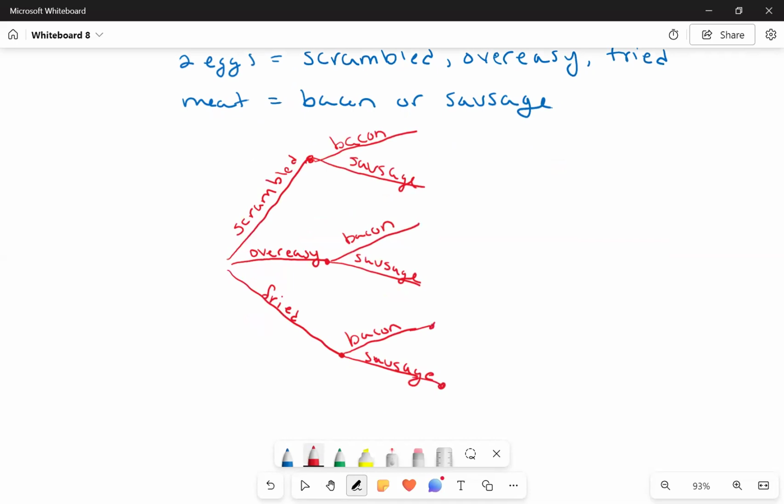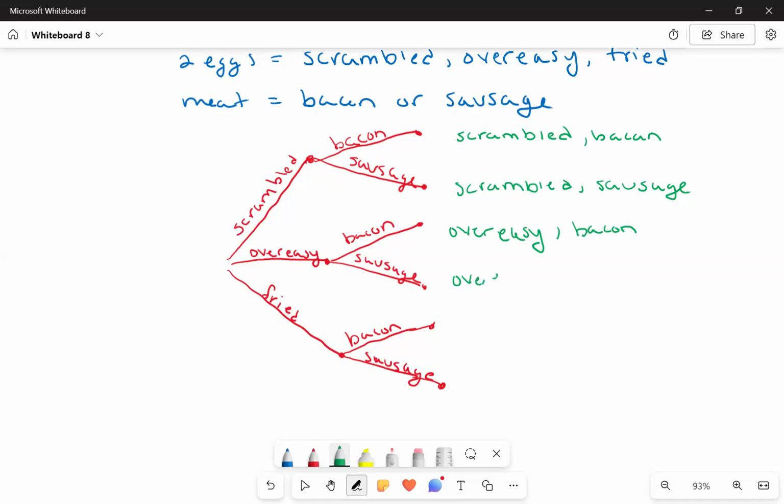Okay. Here, I'll again try to do little endpoints just to give me a nice point to work at. So the first option means that I would take scrambled eggs with bacon. This next option is scrambled with sausage. And so forth. So over easy. It's a sad looking E and A, sorry. Over easy, bacon, over easy, sausage, fried, bacon, and then fried sausage.